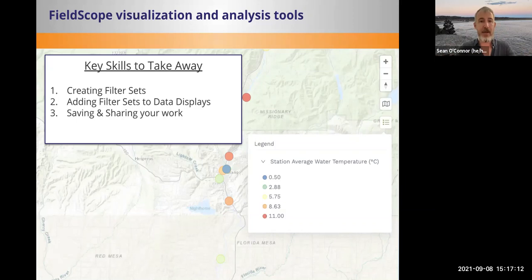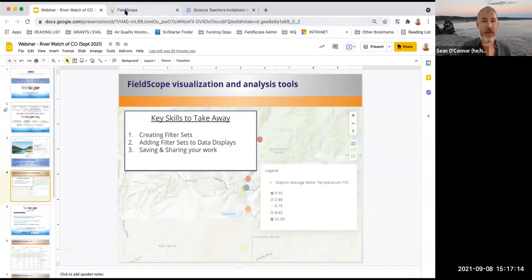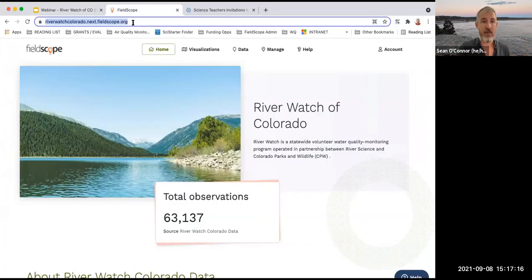And to do that, I'm going to get out of this PowerPoint and flip over to Riverwatch colorado.next.fieldscope.org. I'm pretty sure if you don't have "next" in there, if you just do Riverwatch colorado.fieldscope.org, it'll take you to the same place. But here we are.